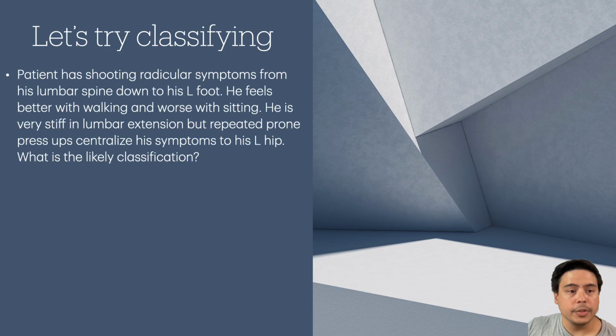For this first one, the patient has shooting radicular symptoms from the lumbar spine to the left foot, feels better with walking, worse with sitting, very stiff in lumbar extension, but the prone press up seemed to centralize the symptoms to the left hip. What would this classification be? You can pause the video if you'd like, but that classification would be derangement. It's one of the most common ones we see with using MDT.